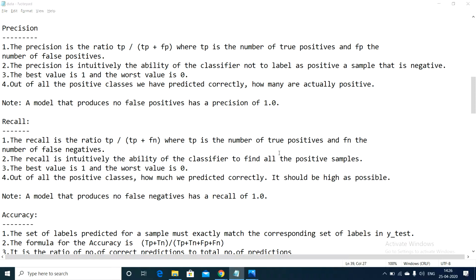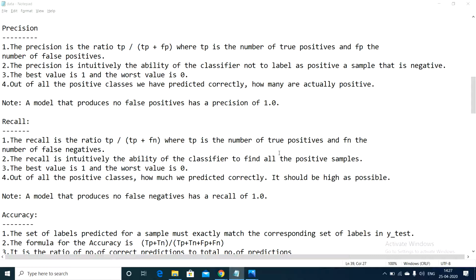So, after the completion of the confusion matrix, whatever parameters we are now discussing all depend on the confusion matrix. So now let us discuss precision. Precision is the ratio of TP by TP plus FP, where TP represents the number of true positive cases and FP is the number of false positive cases. Okay?